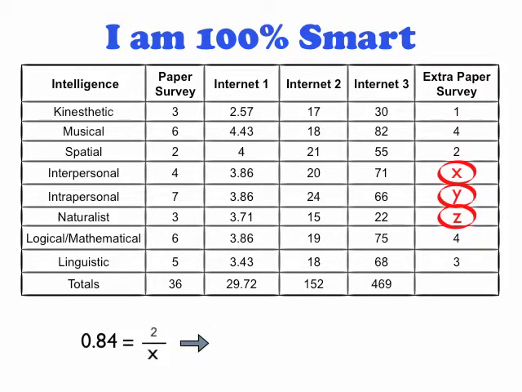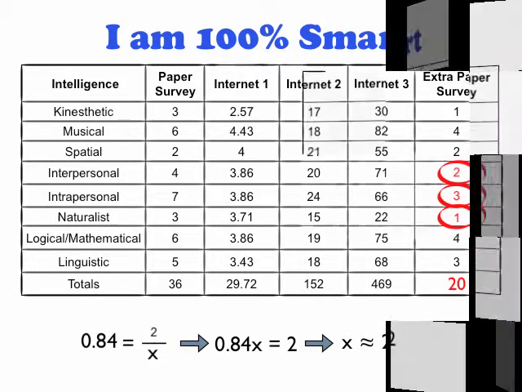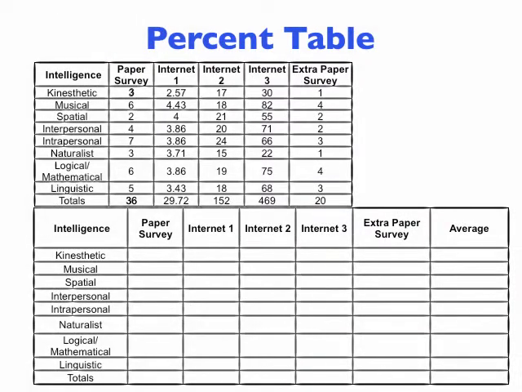Now that we've got the equation, let's solve it. Multiply each side of the equation by x. Divide both sides by 0.84. We get a funky odd number, so round off to the nearest whole number. In the end, x is 2. Now, use the same method to solve y and z. Now that we have filled in Table 1, let's use that data for Table 2.